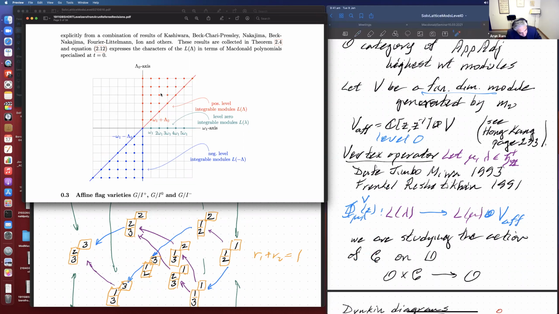So I took something in O, tensored it with something in C. When you take a module of level 10 and you tensor it by something of level 0, you get another module of level 10. So 10 plus 0 is 10. So this provides an action of the category C on the category O, which preserves level. And that seems to be what a vertex operator is.